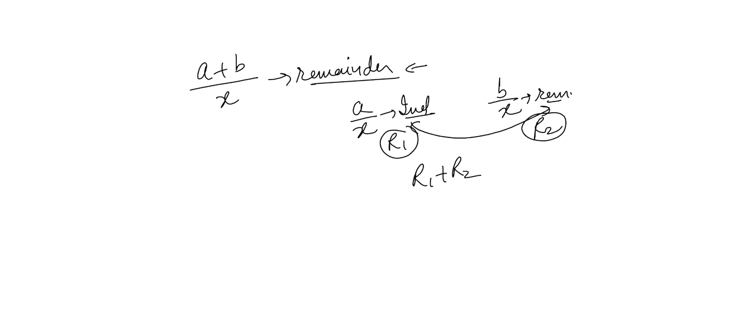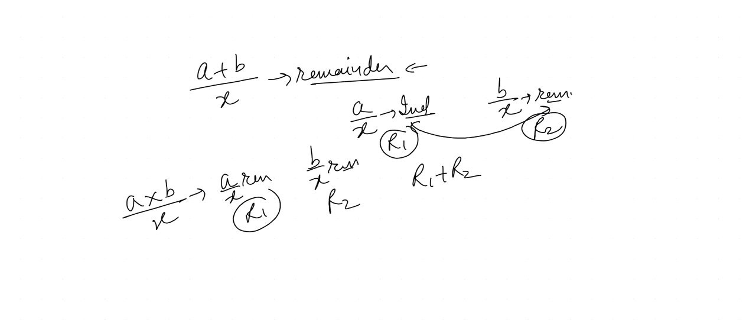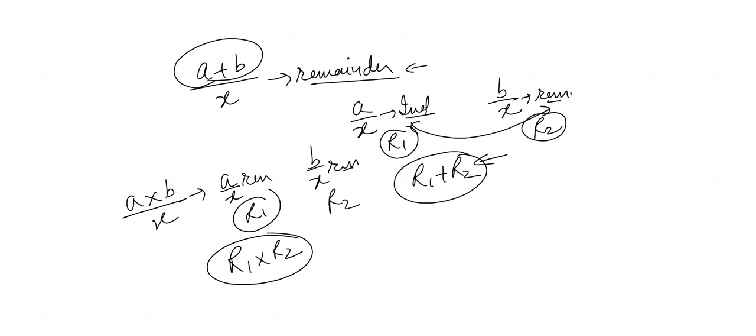And if we have, let's say, a multiplied with b divided by x, so a by x remainder, let's say that is r1, b by x remainder, let's say that is r2. We simply multiply the two remainders, no problem. So if in the numerator we have addition of a few things, we can add the remainders as they are. If we have a product of a few numbers, we can multiply the remainders.